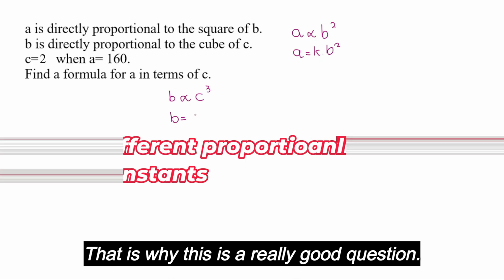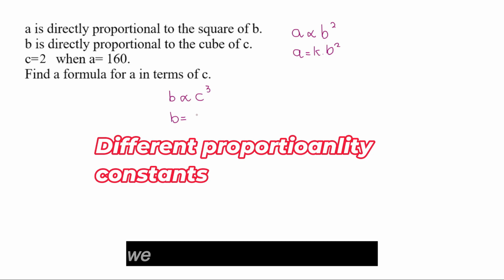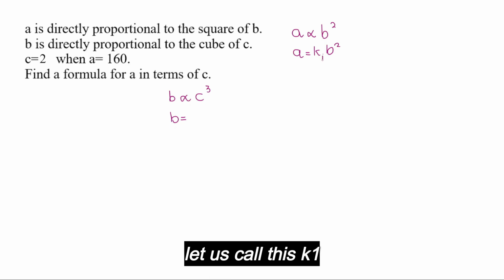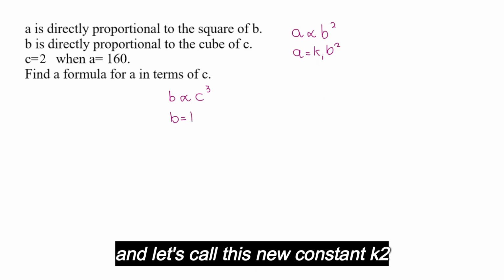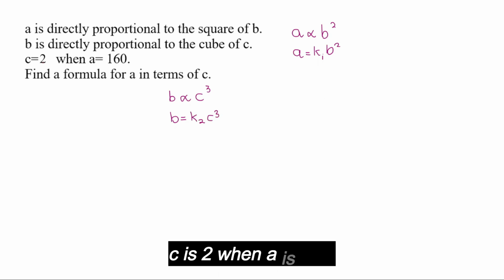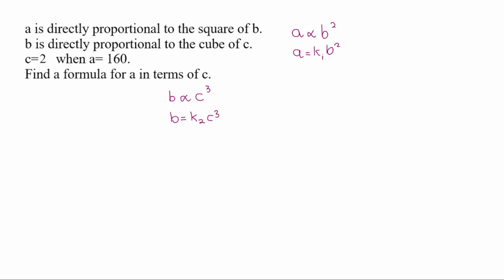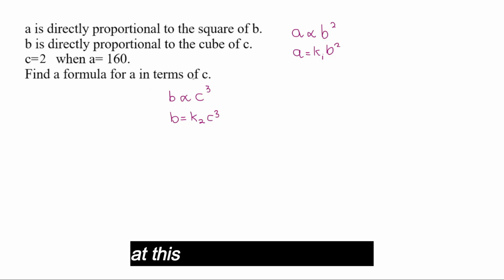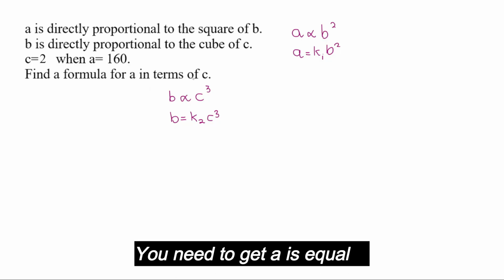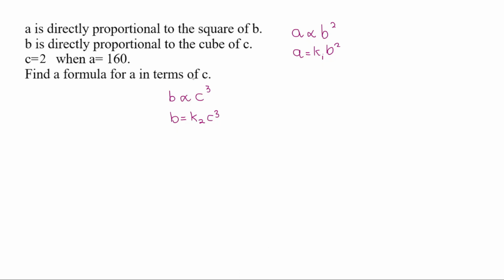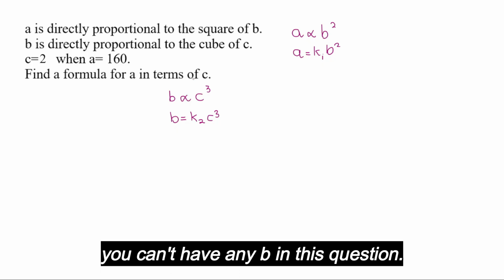That's why this is a really good question. So we should use a different letter, or let's call this K1 and let's call this new constant K2 C cubed. C is 2 when A is 160. Find a formula for A in terms of C. Now look at this question very carefully. You need to get A is equal to something, then C, but you can't have any B in this question.